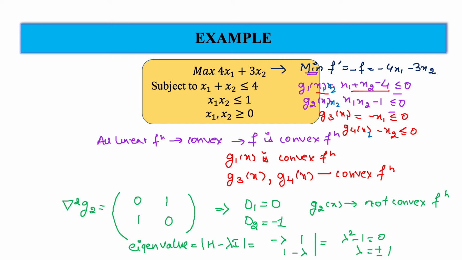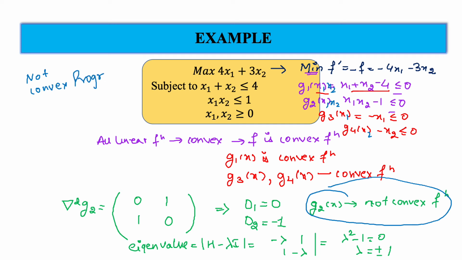Okay, so hence, since this function is not a convex function, this whole problem is not a convex programming problem. Similar thing we can define with the help of the graphical method. How we can define it with the help of the graphical method? So let's draw a graph of all the constraints first.